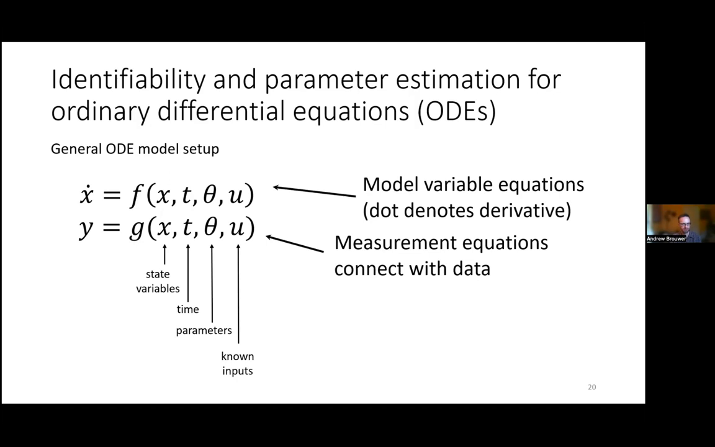So for the purposes of what I'm talking about today, the parameters are constant and the known inputs are known polynomials that in theory could have derivatives, but I will not be talking about their derivatives. Okay, any other questions about this setup?